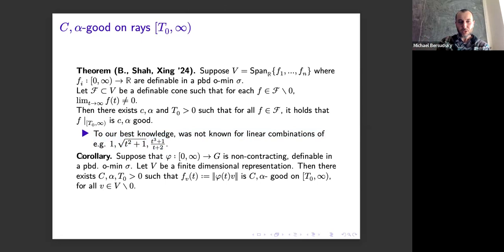So how do we use this theorem? We use it as follows. You take a definable curve in a polynomially bounded o-minimal structure. You take some rational representation. Then this norm will be C alpha good. When you take this collection of norms, you get this cone, because if you scale, you're still in this collection. And because this is non-contracting, this condition will be satisfied.